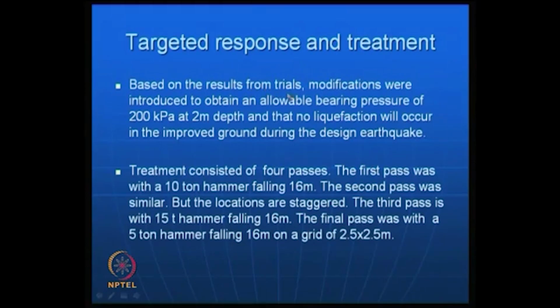So based on the results from the trials, modifications were introduced to obtain the allowable bearing pressure of 200 kPa at 2 meters depth. This is what they wanted. The other thing was that no liquefaction should occur in the improved ground during the earthquake. In fact there is a standard rule: if the SPT value is about 25, then liquefaction will not occur, which means that there is a very good density.